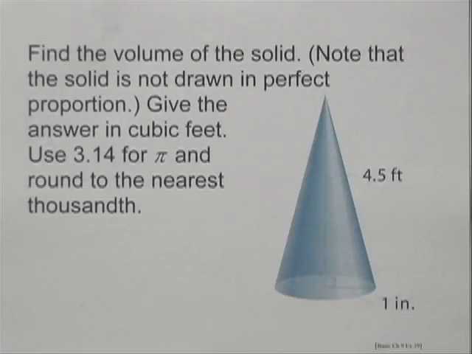We're going to find the volume of the solid that's pictured here, and note that the drawing is not in perfect proportion. We'll give the answer in cubic feet, and we'll use 3.14 for pi and round to the nearest thousandth. Now, notice that the height of this cone is given in terms of feet. It's 4.5 feet. The radius is 1 inch, and we're asked to give the answer in cubic feet. So the first thing that we need to do is convert 1 inch to feet.